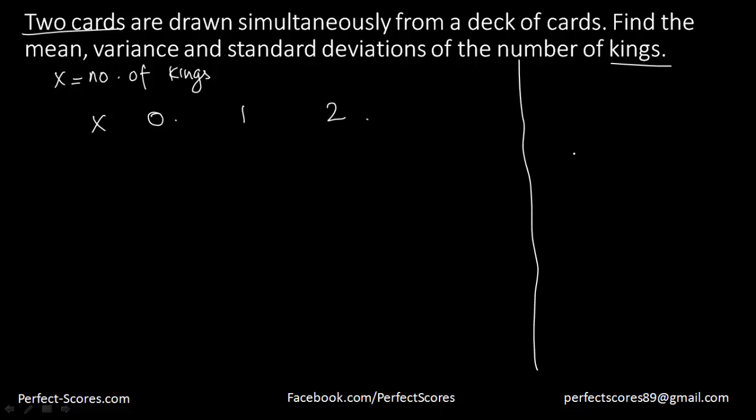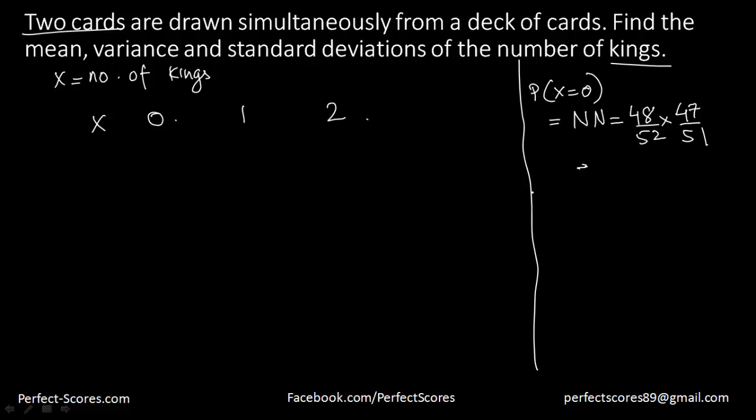Now, what is the probability of getting no king? That is going to be no king and no king, which is 48 by 52, into, since we're not doing it with replacement, the next card is going to have 47 cards out of 51. Because that's the way we'll do probability.